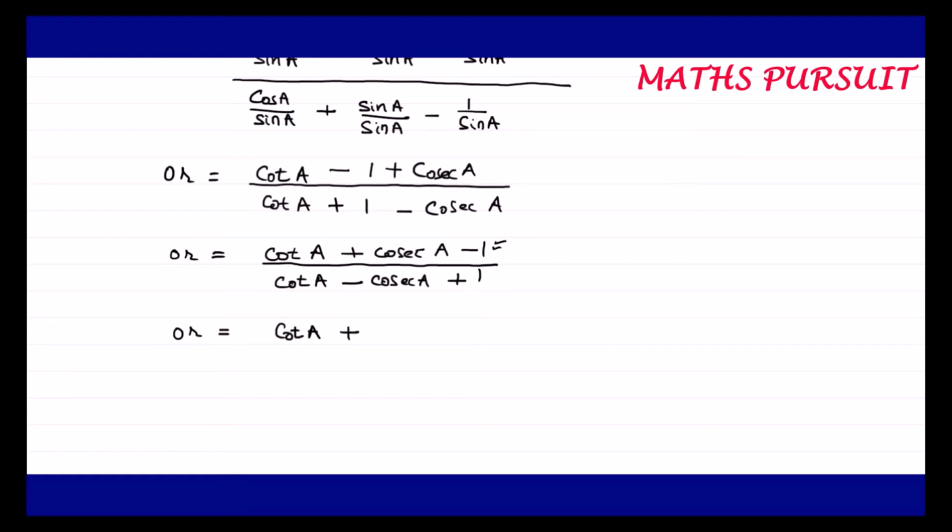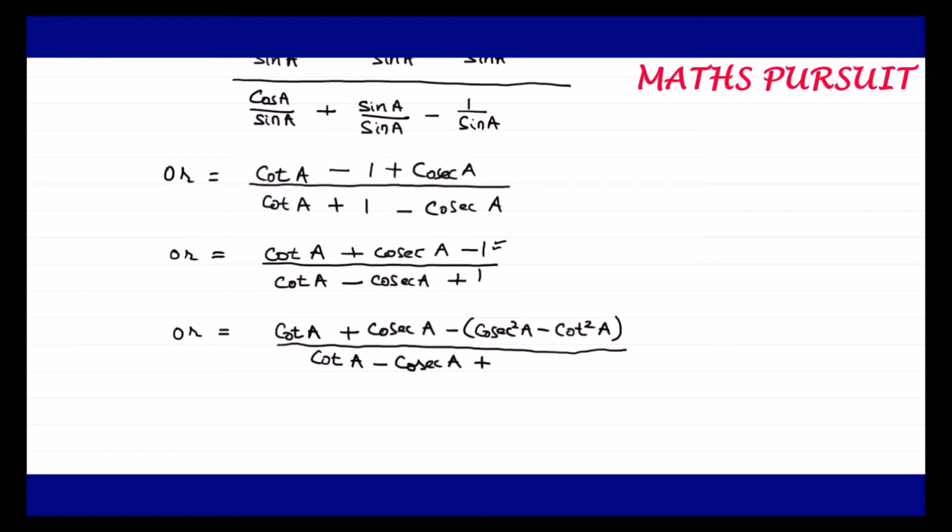Cot A plus cosec A minus, if you remember, the value of 1 is cosec square A minus cot square A. That is what I took from equation number 1. So instead of 1, I replaced it with cosec square A minus cot square A. And how did I replace it? Looking at equation number 1 that we derived at the top of this video. Now I will keep the denominator as it is. I will not do anything to the denominator at this point of time. So cot A minus cosec A plus 1.